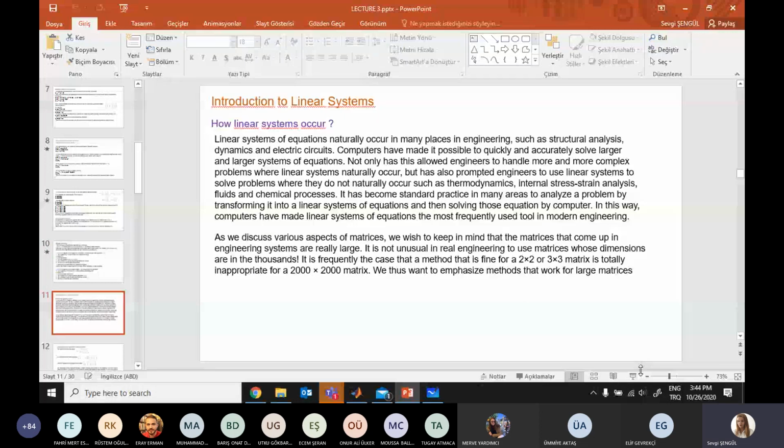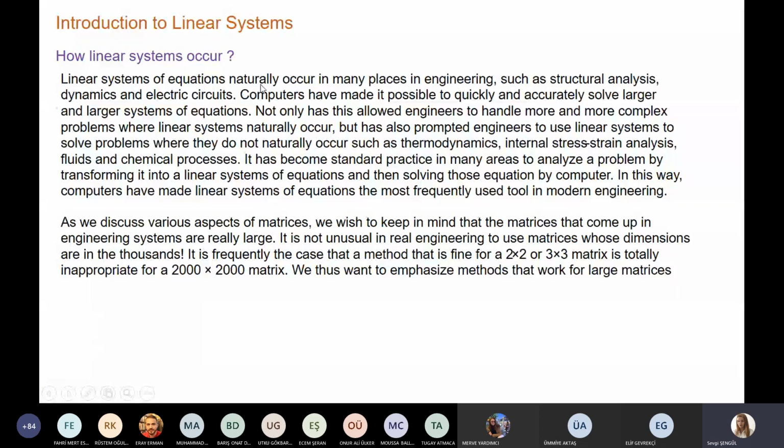And let me read this one to you. Linear systems of equations naturally occur in many places in engineering, like structural analysis, dynamics, or electric circuits. Computers have made it possible to quickly and accurately solve larger and larger systems of equations. Because here, as an example, we are talking about very small sizes. But in general, once you load the data that came from, I don't know, companies or the results of your experiments, the data will be so big. So working with that data is not going to be that easy. We are just showing some examples with small ones, okay?